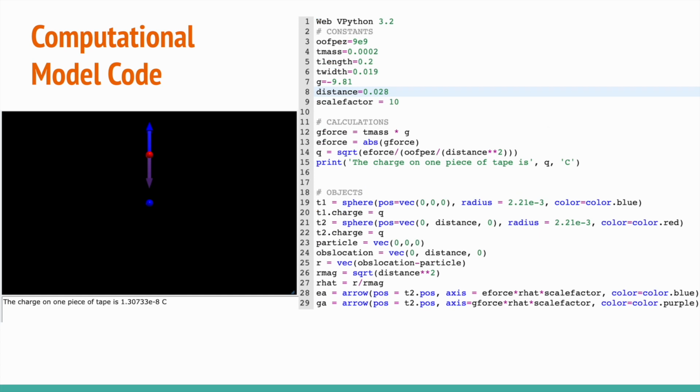In the computational model, I did the calculations very similarly to how I did the calculations for the observed. I set the constants here all above. Here is the gravitational force formula, F equals mg. This sets the electrical force equal to the gravitational force. And this line isolates Q in the electrical force formula. And on the left, it shows a free body diagram. The blue ball represents tape A, which applies this electrical force onto tape B. And the purple arrow represents gravitational force acting downwards.